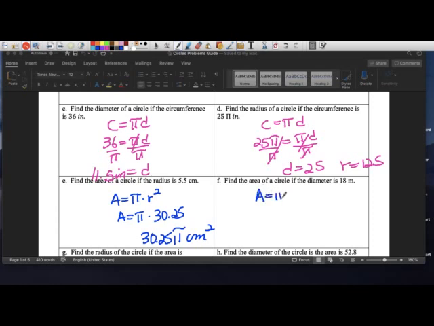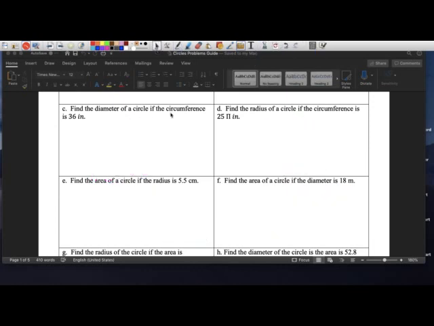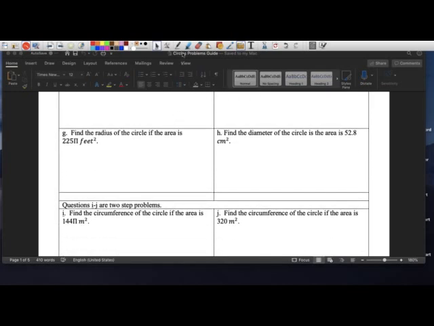Area equals pi r squared again. The diameter is 18, which makes my radius 9. So this ends up being 81 pi. What are the units? Meters squared. Okay, 9 to the second power is 81.